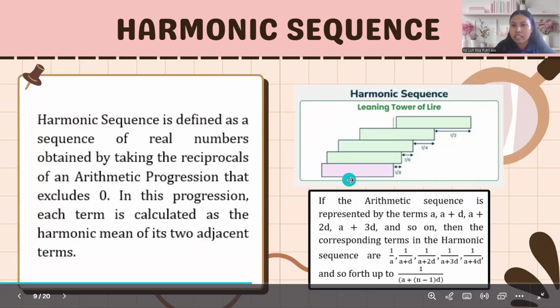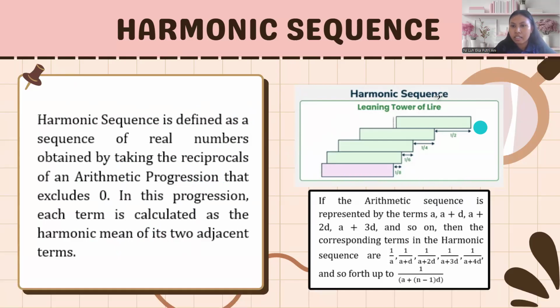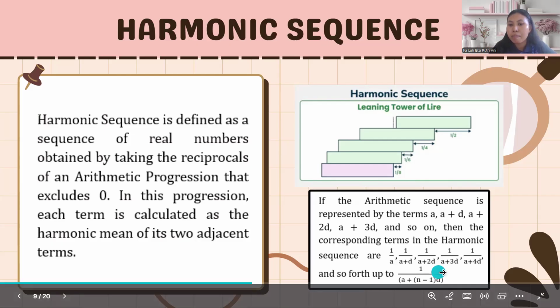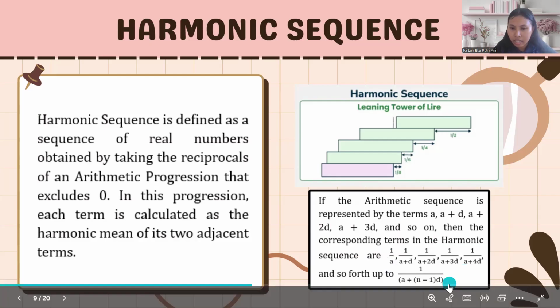You can see this example. If the arithmetic sequence is represented by the terms a, a plus d, a plus 2 times d, a plus 3 times d, and so on, then the corresponding terms in the harmonic sequence are 1 over a, 1 over a plus d, 1 over a plus 2 times d, and so on, up to 1 over a plus n minus 1 times d.